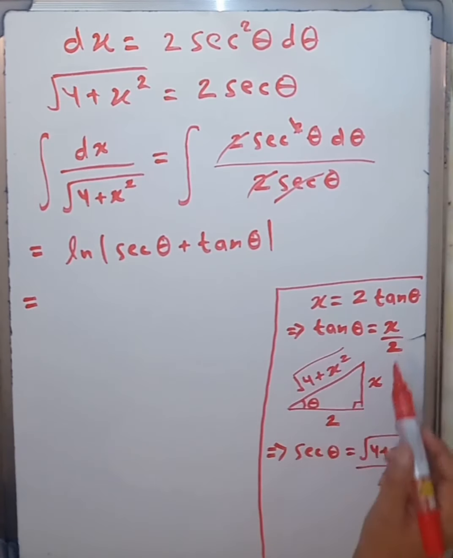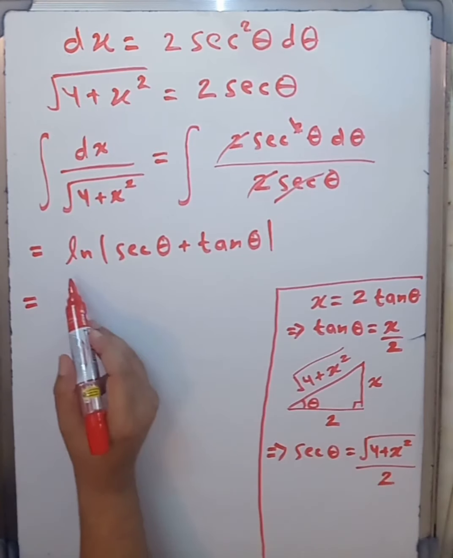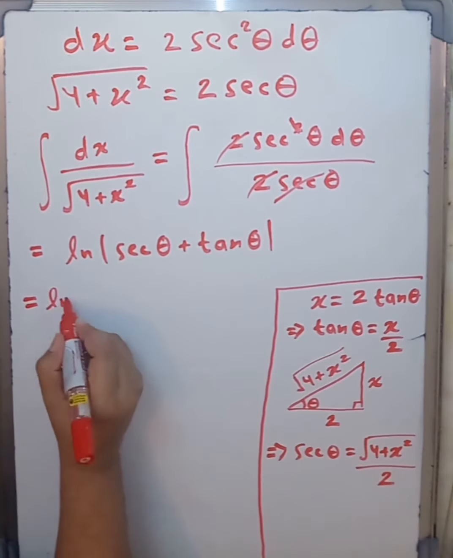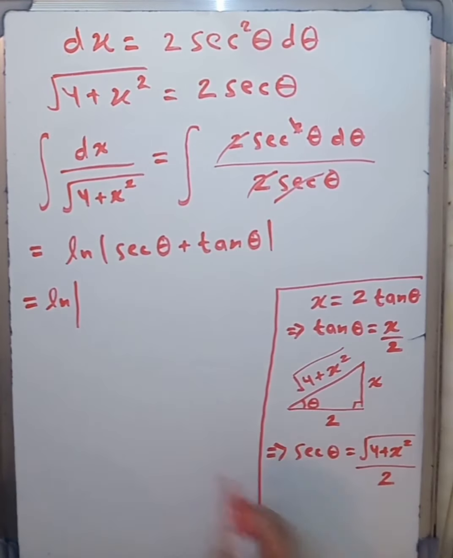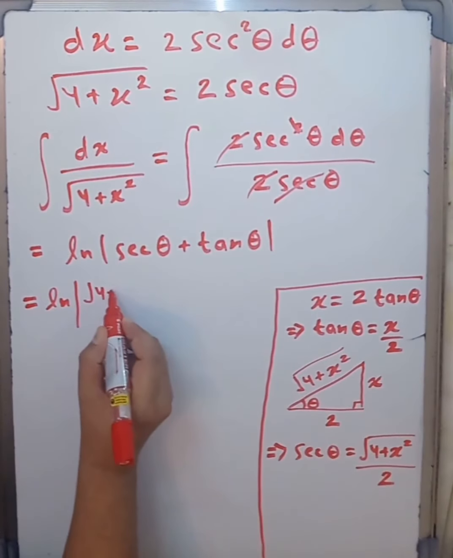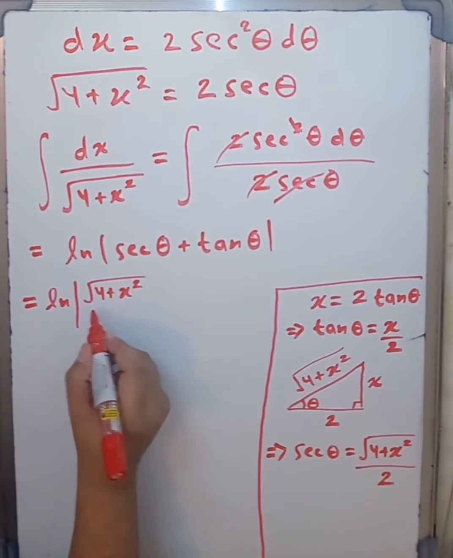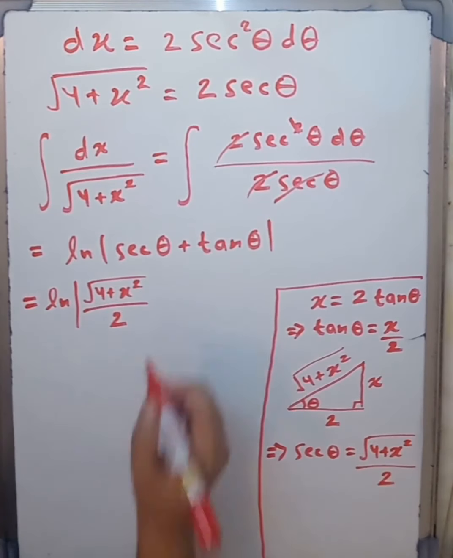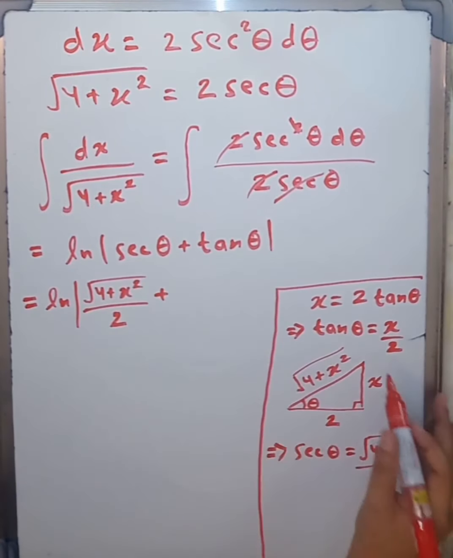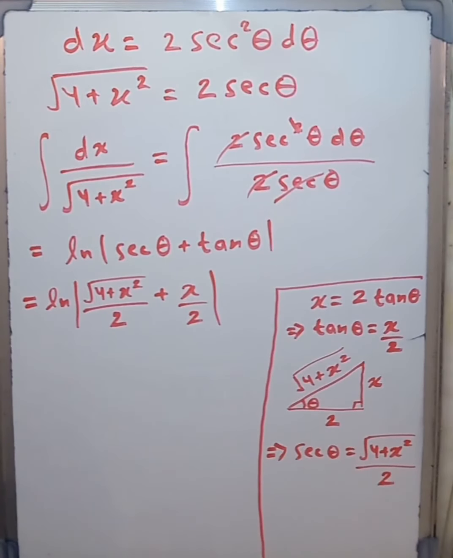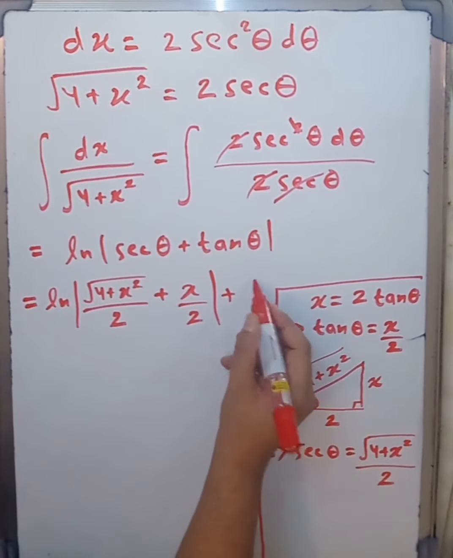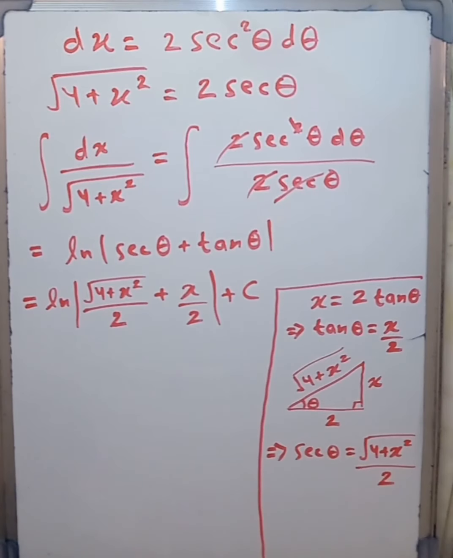Using these two values, we get ln modulus secant theta, that is square root 4 plus x square divided by 2, plus tan theta, that is x by 2. And because this is an indefinite integral, we have plus c, that is the constant of integration. And this is our final answer.